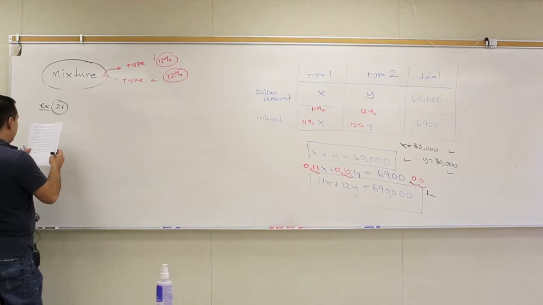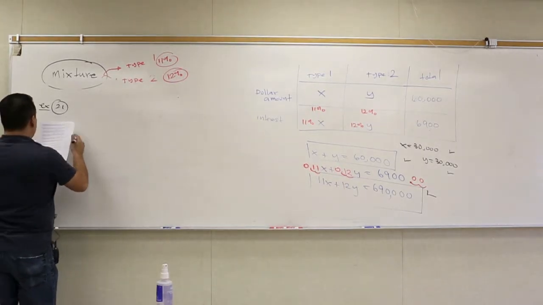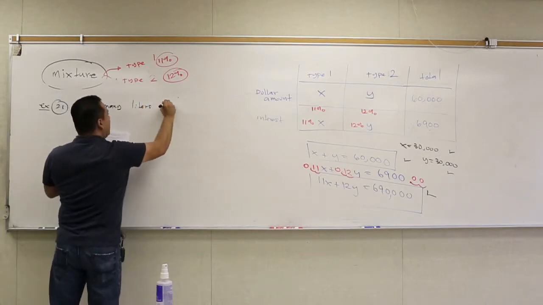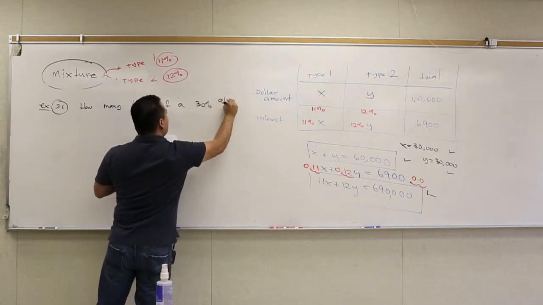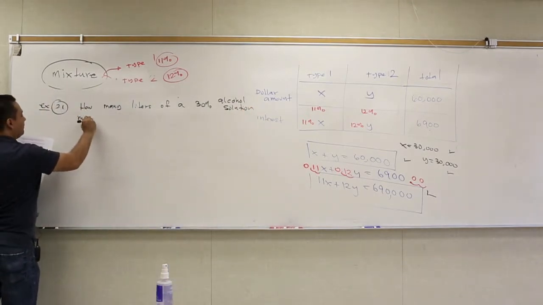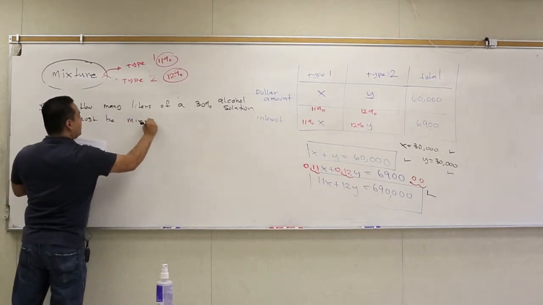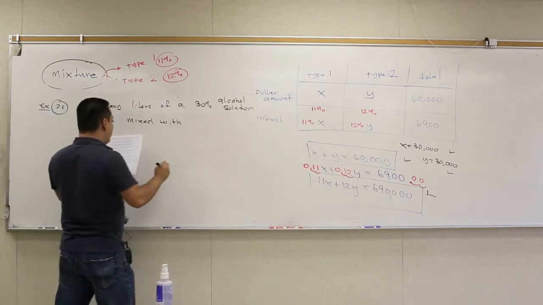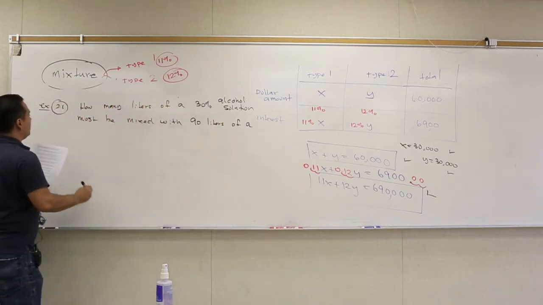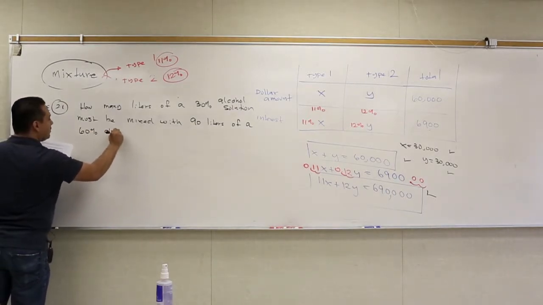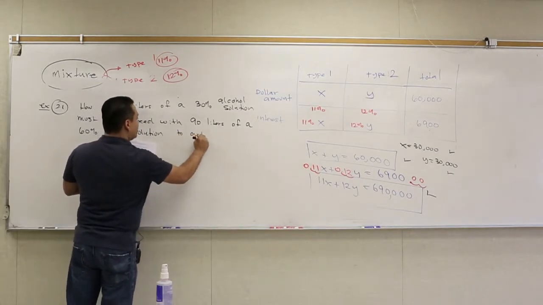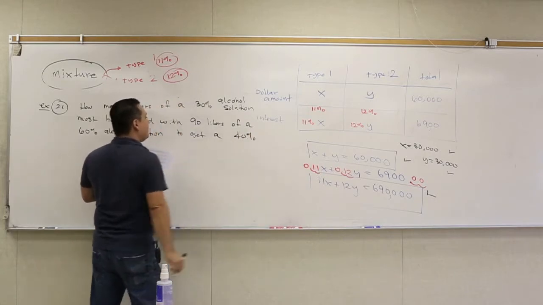Actually, I think I want to do number 21. Yeah, here we go. Here's the question. How many liters, this is a little different. How many liters of a 30% alcohol solution must be mixed with 90 liters of a 60% alcohol solution to get a 40% alcohol solution.